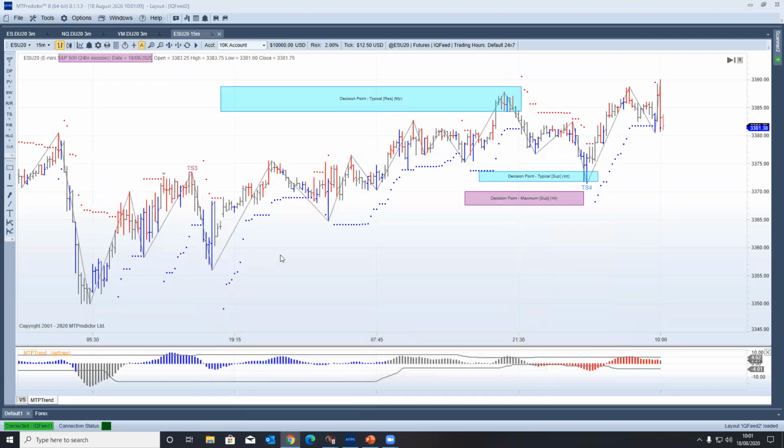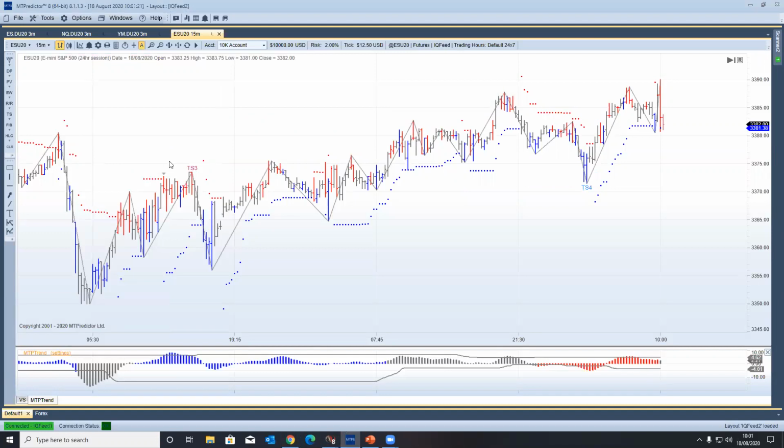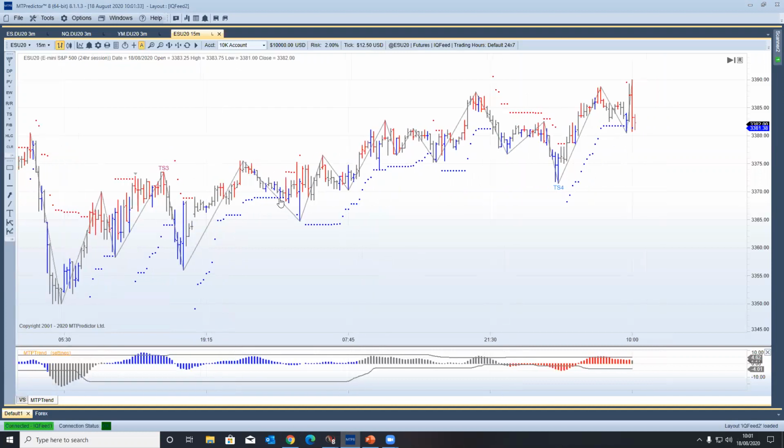So welcome to today's webinar. I want to kick off today by having a look at DPs again. So I'm just going to clear this chart off. This is a 15-minute chart of the ES. Remember, what we do here is exactly the same kind of approach, whether you're using the NinjaTrader add-ons or whether you're using our standalone version. We do exactly the same approach.